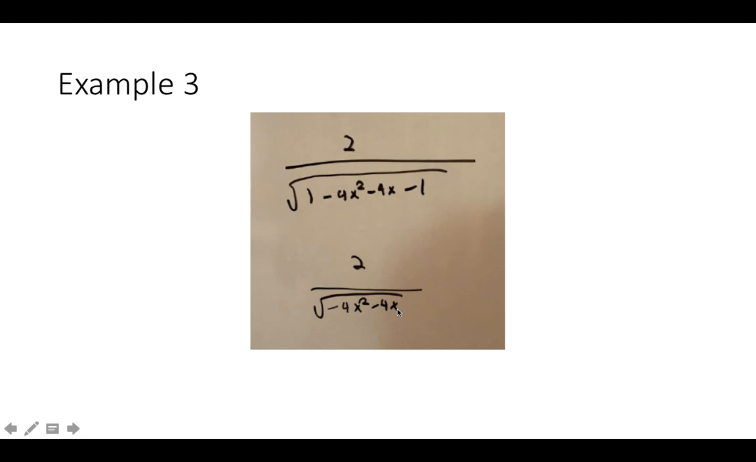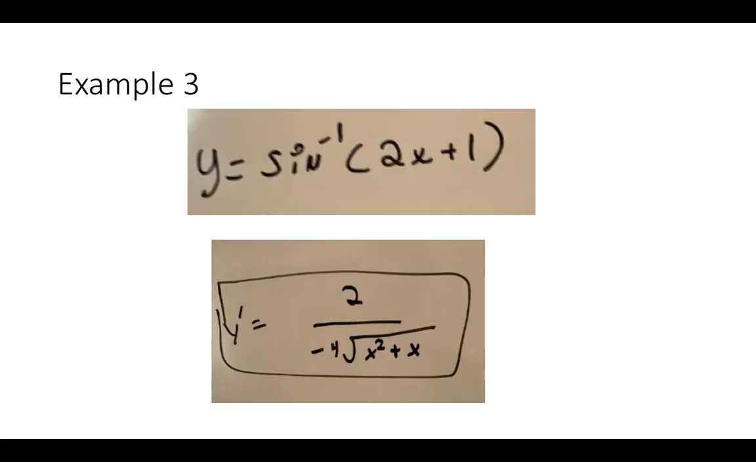Now, is there any way we can make this simpler still? Yes, there is. We can take out the negative 4 from the square root and put it in the front. And our final answer is basically going to be 2 divided by the square root of negative 4 times x squared plus x. That's our final answer.